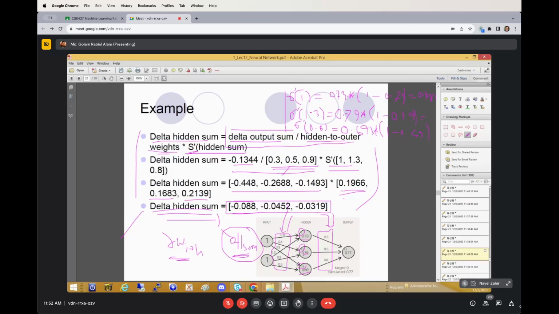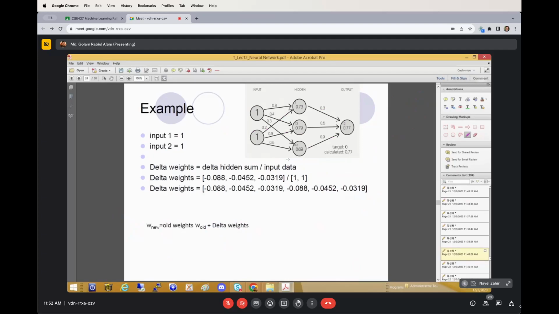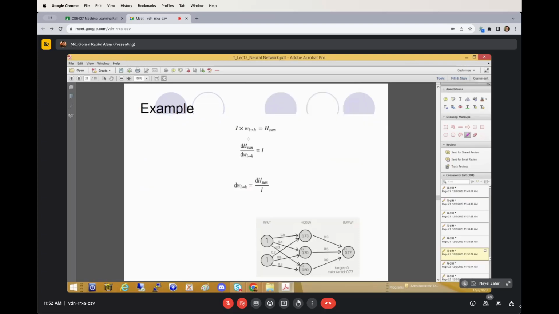Okay, so at this stage we have the delta hidden sum. We already calculated the delta hidden sum. But now we want to find a relationship between delta hidden sum and the delta of input to hidden layer weights. So for that, we have used this equation. This equation we already used in our forward propagation to calculate the hidden sum. These are the hidden sums: 1, 1.3, and 0.8.